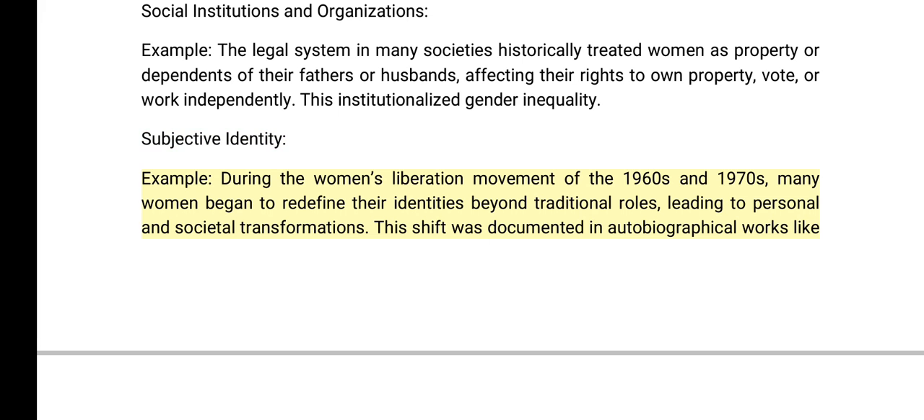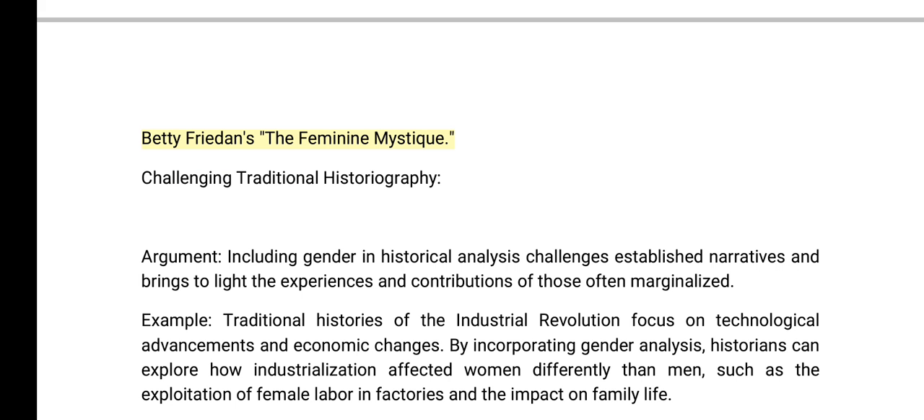Subjective identity. Example. During the women's liberation movement of the 1960s and 1970s, many women began to redefine their identities beyond traditional roles, leading to personal and societal transformations. This shift was documented in autobiographical works like Betty Friedan's The Feminine Mystique, challenging traditional historiography.